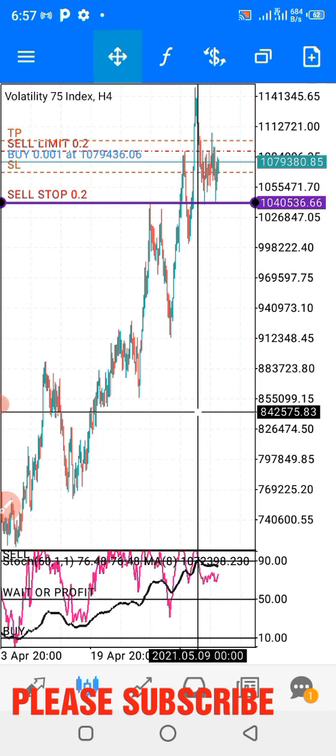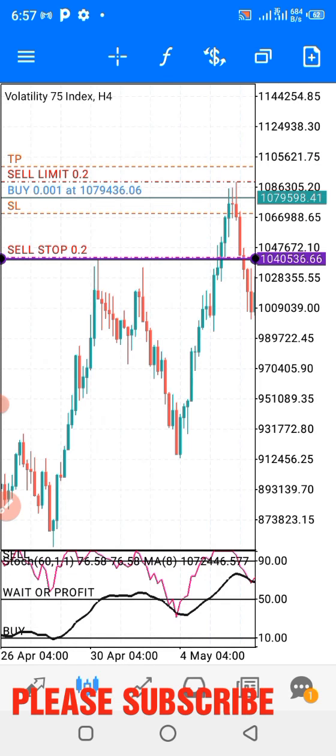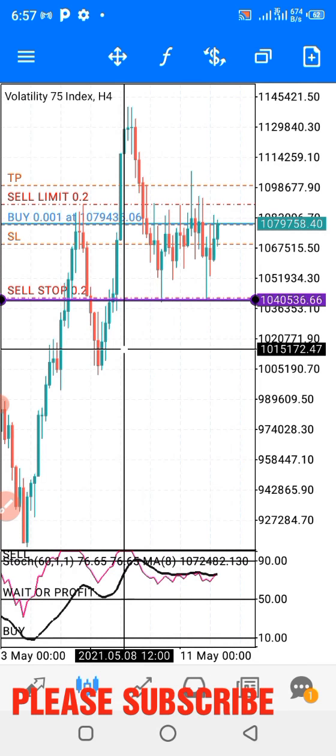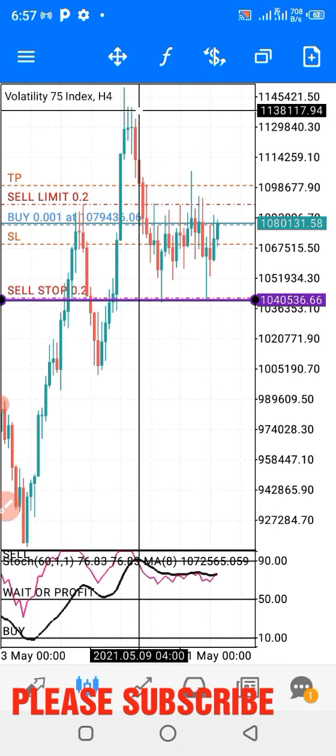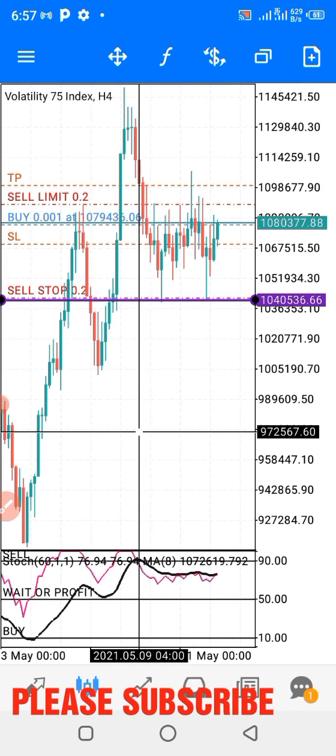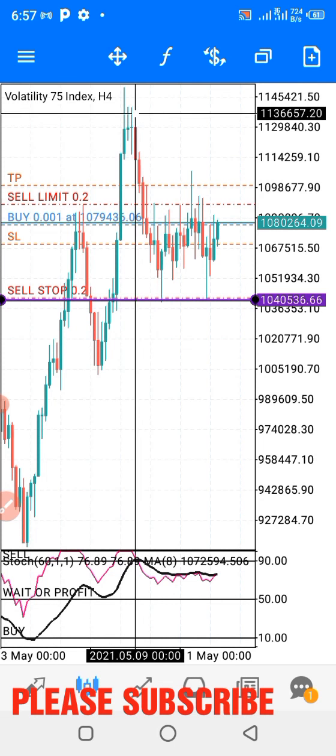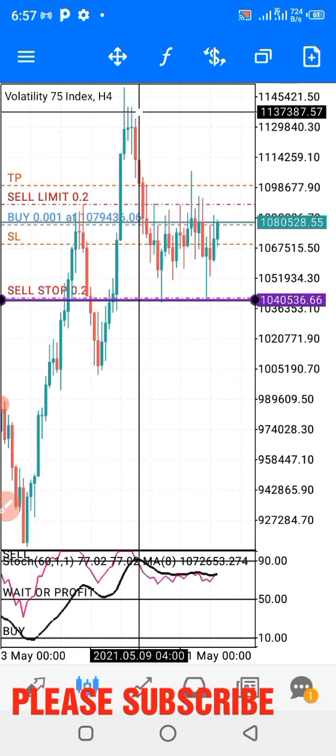You sell, but before you sell, you amplify your screen. You look for wick rejection. Now this is the highest wick. Look at the midpoint of it. This is the midpoint. Then place a sell order, and then place your stop loss and take profit accordingly. You have to do the same thing I have told you before.